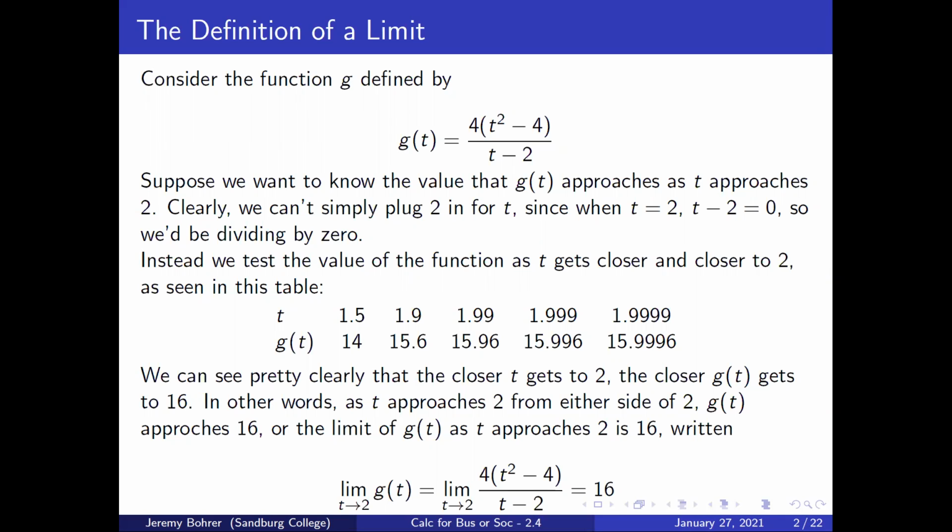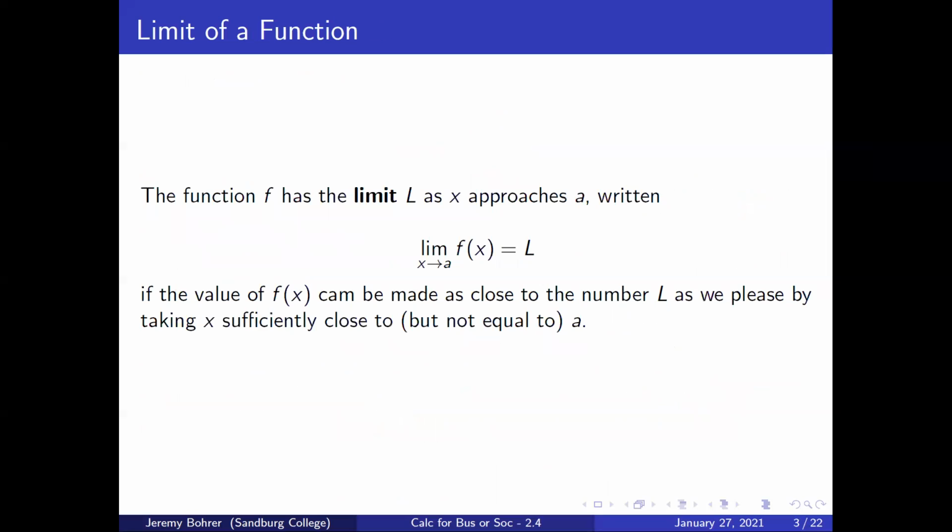In other words, as t approaches 2 from either side of 2, g of t approaches 16, or the limit of g of t as t approaches 2 is 16, written like this. The function f has a limit L as x approaches a, written limit as x approaches a of f of x equals L, if the value of f of x can be made as close to the number L as we please by taking x sufficiently close to but not equal to a.